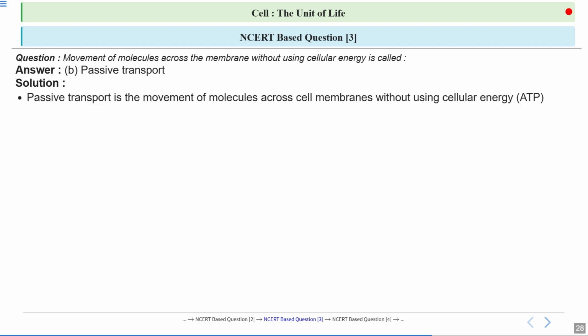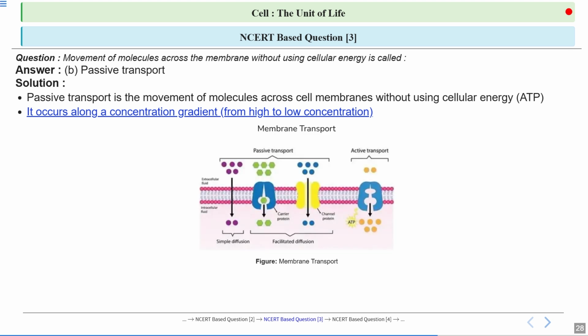So what will be the explanation? See, passive transport is the movement of molecules across the cell membrane without using cellular energy. It occurs along a concentration gradient, from high to lower concentration. For passive transport, you require a concentration gradient, so the molecules will move from higher concentration to lower concentration.